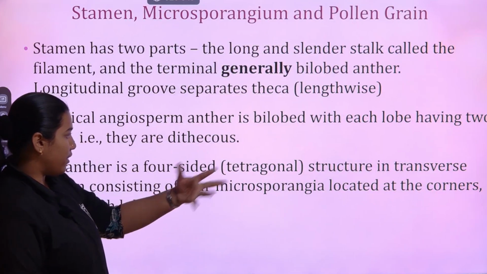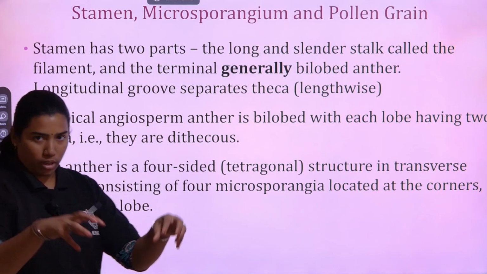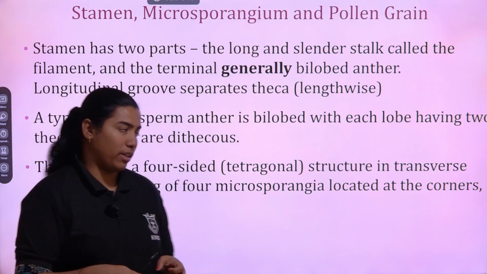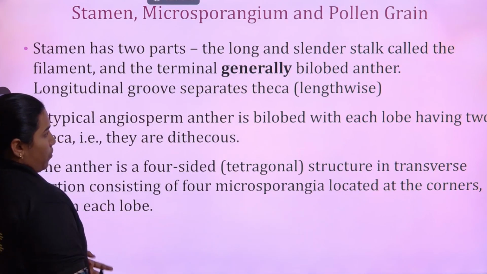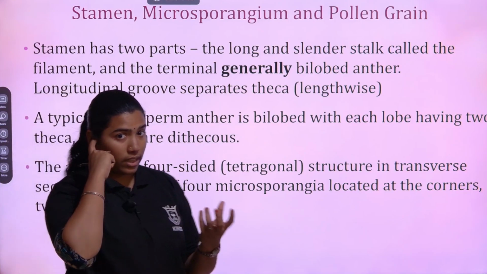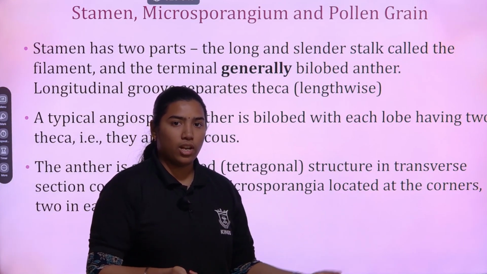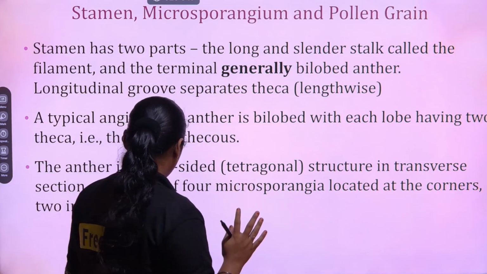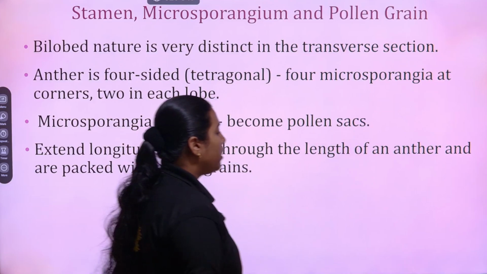And it is four-sided, tetragonal, consisting of 4 microsporangia, and they are pollen sacs. They mean pollen sacs by microsporangia, located at the corners, 2 in each lobe. So in each lobe we said that 2 theca are present. In 2 theca we have pollen sacs, which are referred to as microsporangia, and they will be having pollen grains. Very simple, right? Yeah. Bilobed nature is very distinct.